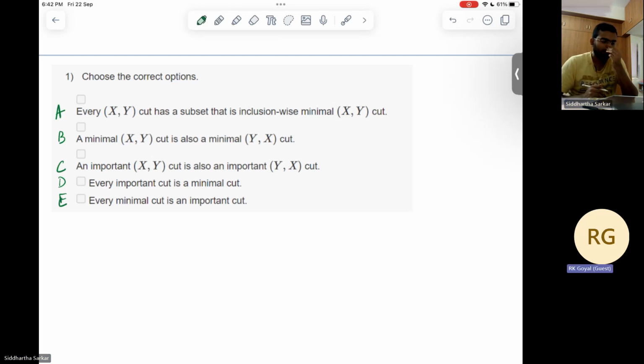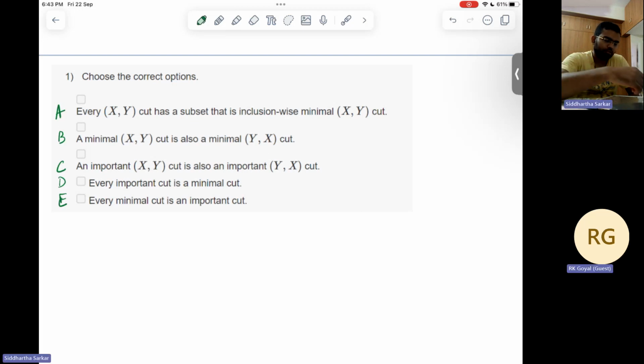The first one says that every XY cut has a subset that is inclusion-wise minimal. So every XY cut has a subset. Can we consider that every set is a subset of itself? Then it is true. It is quite possible that the XY cut itself is minimal. Otherwise, we can find a minimal one. So A seems to be true.